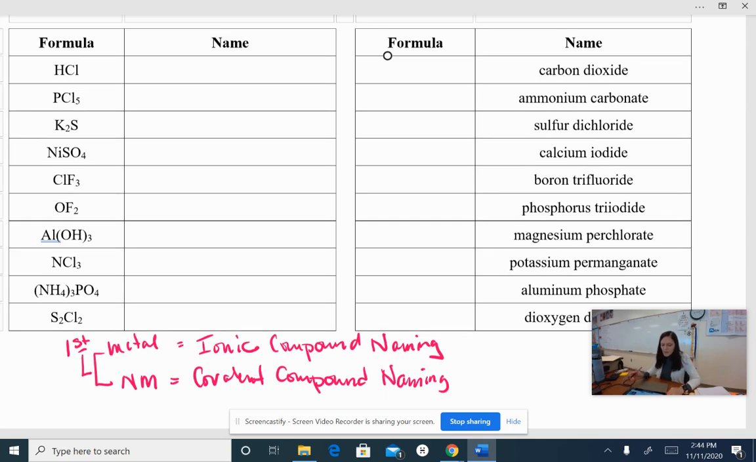Okay, let's look at this first one. Hydrogen is a nonmetal, so we are going to use our covalent naming rules. So we are going to call this hydrogen chloride. Okay. Phosphorus is also a nonmetal, so we are going to use our covalent naming rules. So we are going to call this phosphorus pentachloride.